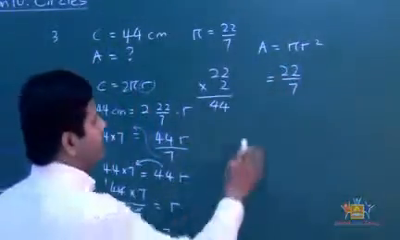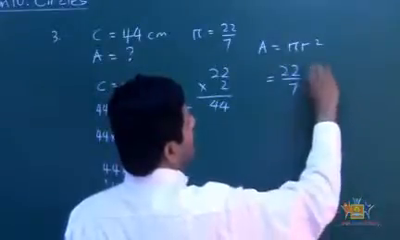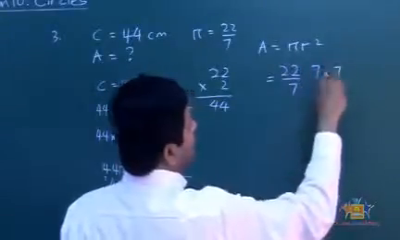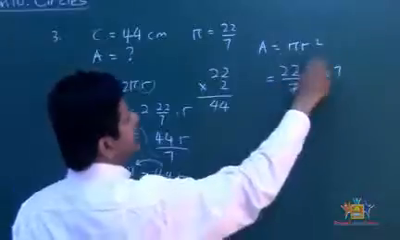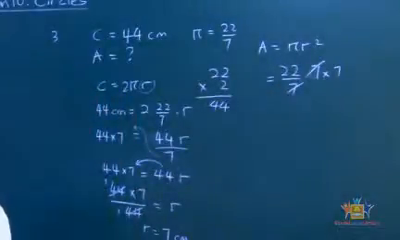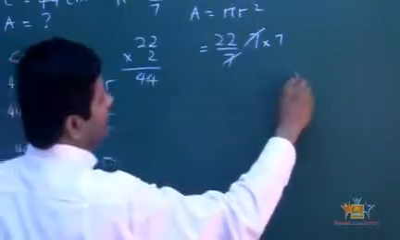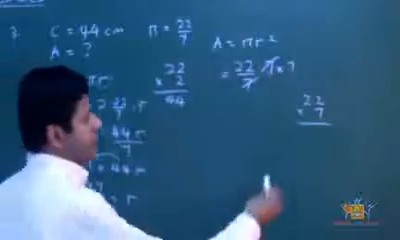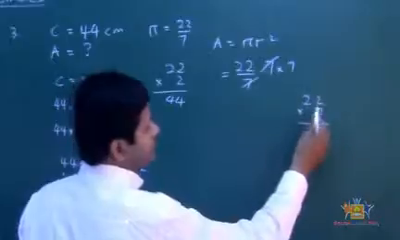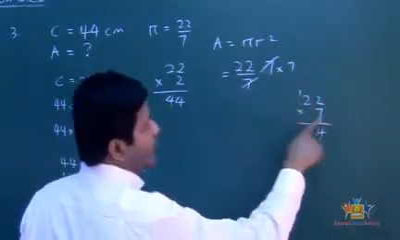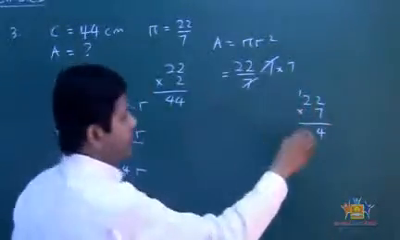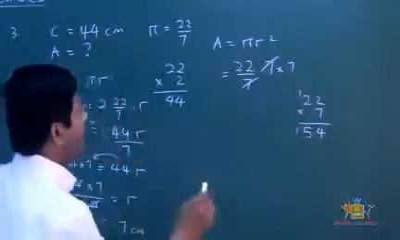So 7 squared, 7 times 7. Why did I put 7 times 7? Because this 7 can cancel out that 7. Now I can multiply 22 with 7, so we line it up. 7 times 2 is 14, write 4, carry 1. 7 times 2 is 14, plus 1 is 15. So that gives me 154.